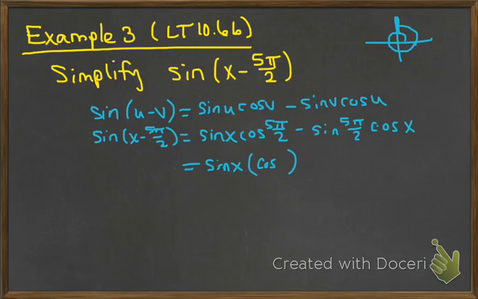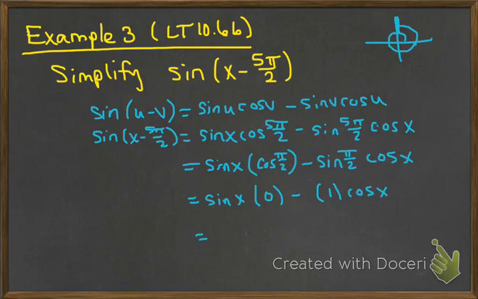So I can think of this as the cosine of pi over 2. Then over here, the sine of pi over 2, because those will give us the same values. Now that allows me to look at my unit circle sheet and see that the cosine of pi over 2 is 0, and that the sine of pi over 2 is 1. So then the first quantity, when I multiply by 0, sine times 0 is just 0, so it goes away, leaving me with a negative cosine of x. And there it is, the sine of x minus 5 pi over 2 simplified down to a negative cosine of x.